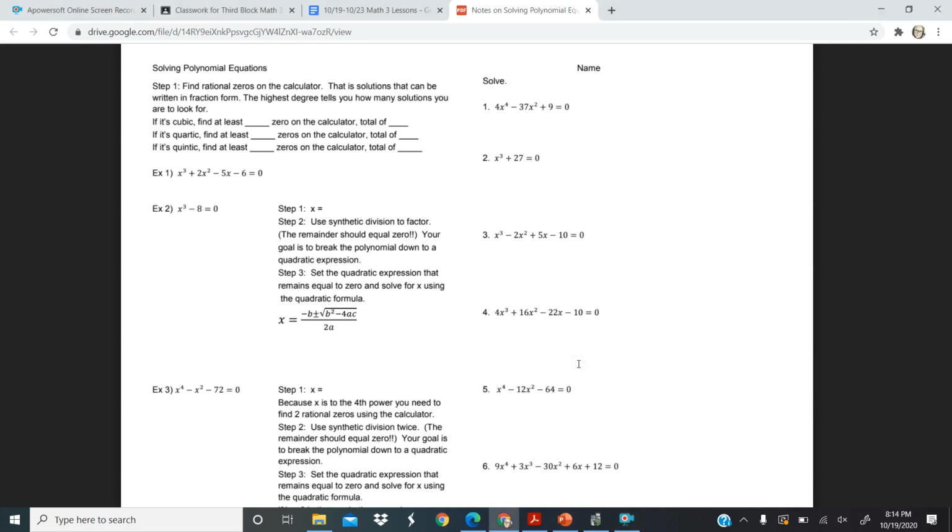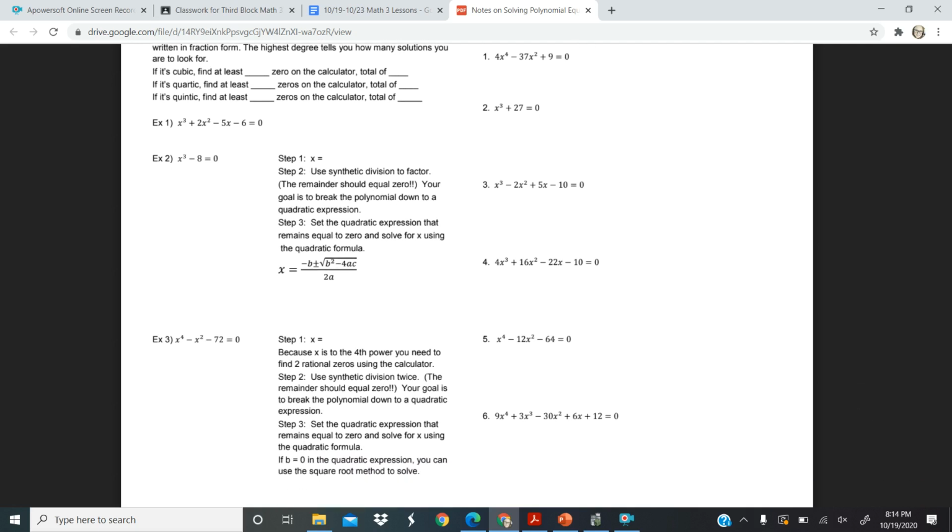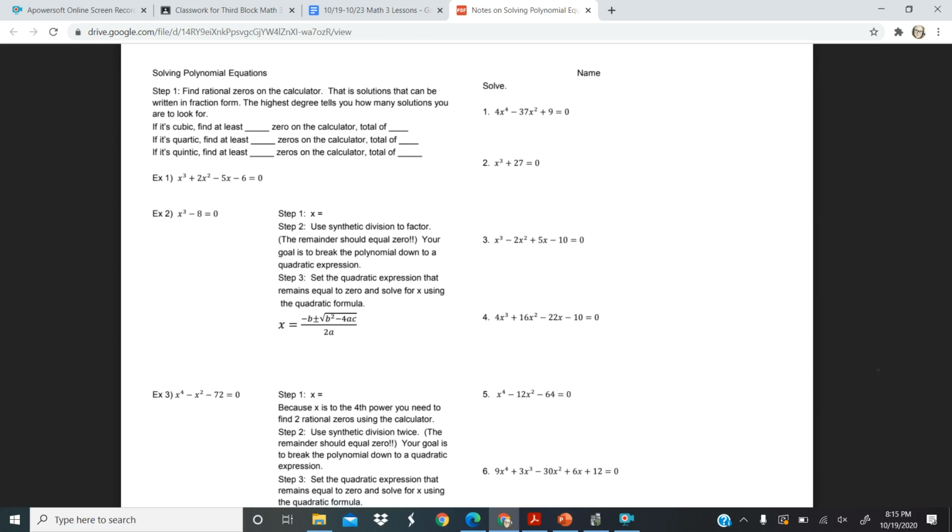So now we went through all 3 of these examples of how to solve. Remember, always graph first. If it's x cubed and you found 1 zero, you're going to use synthetic division once. And if it's x to the 4th and you found 2 zeros, then you're going to use synthetic division twice. But if you found all of the zeros that you needed to by graphing, then just write them down.